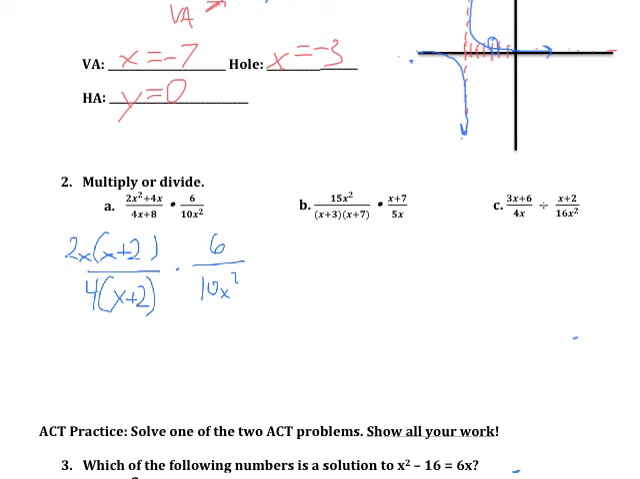Now I can try to reduce some things. Easy to see that those cancel out. A lot going on with those numbers.